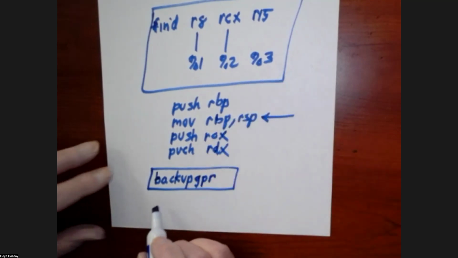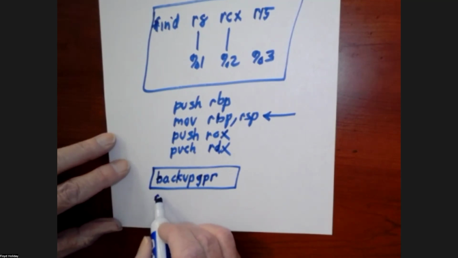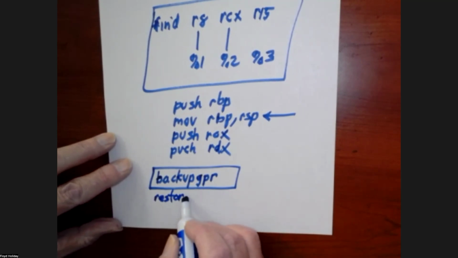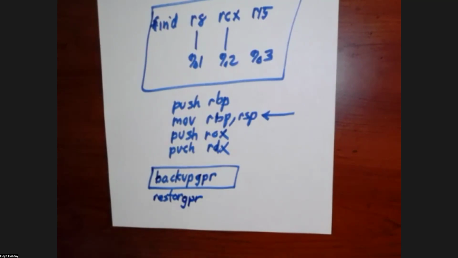And then you need another macro, which would be restore. Restore GPR. And it'd do all the pops for you. And it cleans up the code. It looks prettier. And once the macro is debugged fully, you never go back and look at it. So, okay.